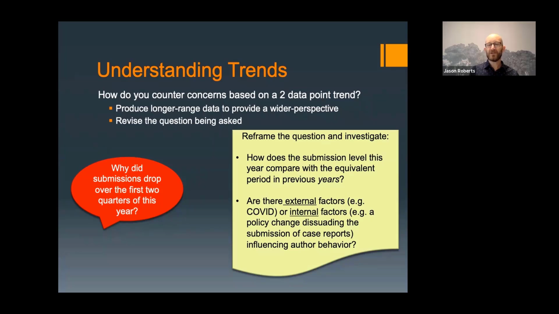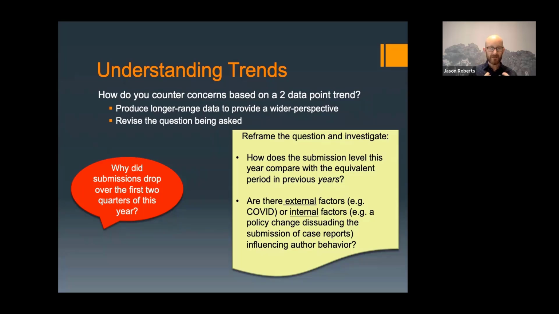How does the submission level this year compare to the equivalent period in previous years? And I don't just mean compare it to the last year, but compare it to the year before that and the year before that and maybe the year before that. Just get a richer picture of what happened. And do look at the same period of time, just in case your journal is one of those journals where maybe Q4, there's always a big drop off. So don't compare it to the previous quarter necessarily.